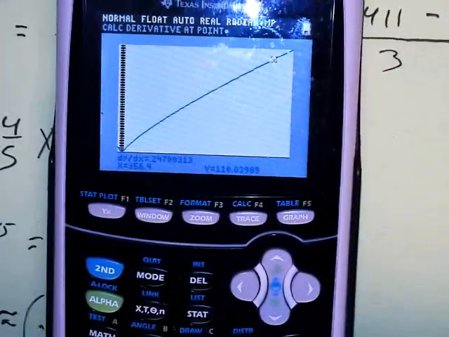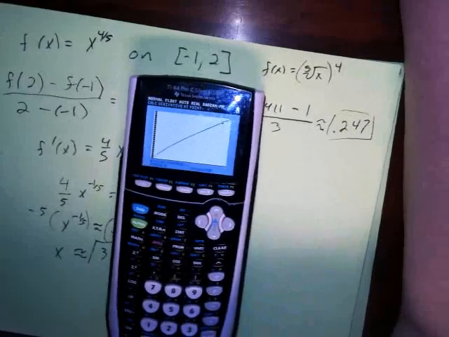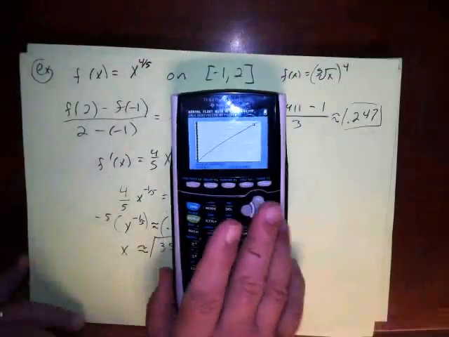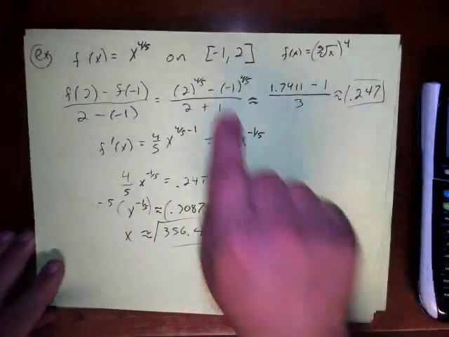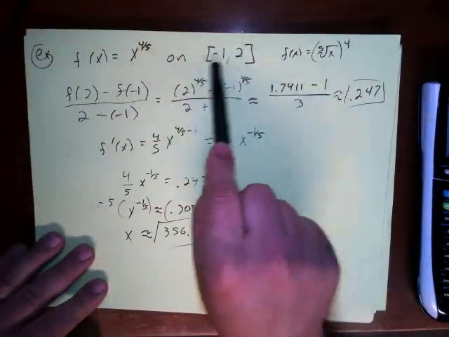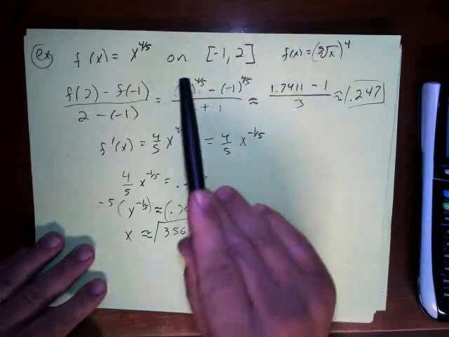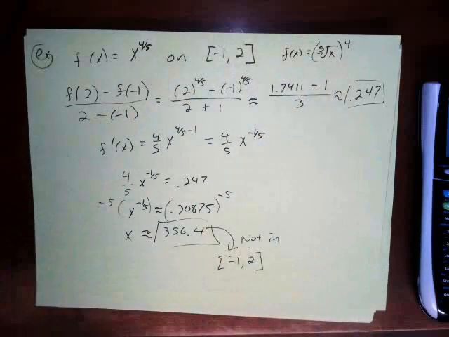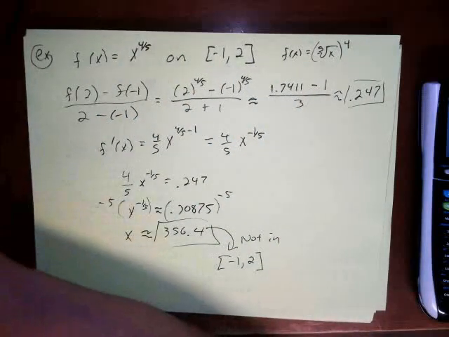This example is just showing you that if your function is not differentiable in this interval, you're not necessarily going to get a point in the interval that is equal to the average rate of change over that interval. So the conditions do need to be met.